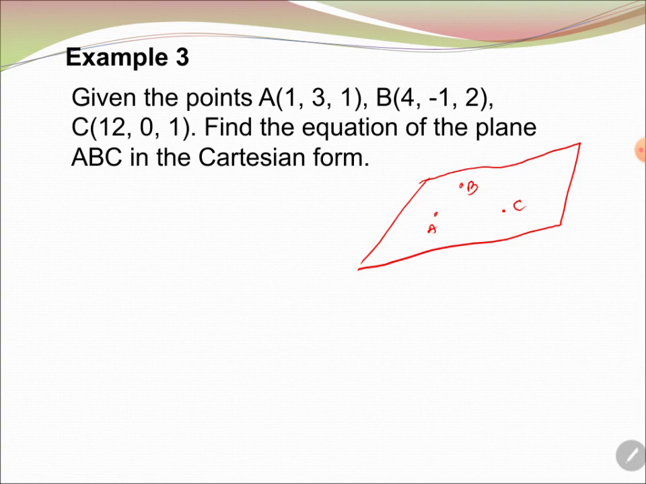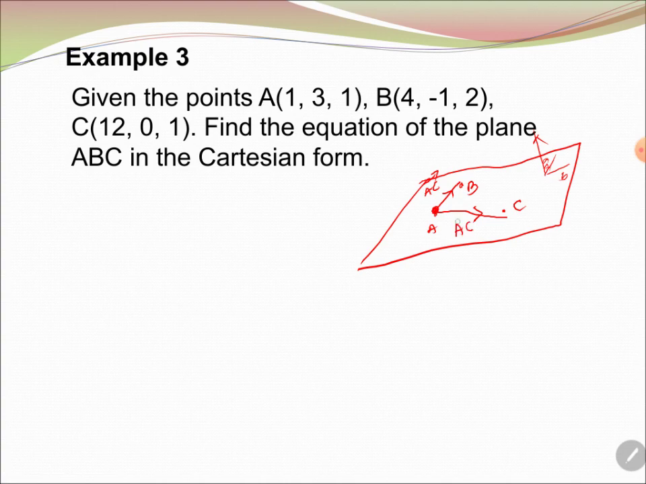But how about the n? What is n? n is the perpendicular vector to the plane. So how do we get the perpendicular vector? We can find it by crossing two vectors on the plane. Right? So if we have two vectors on the plane, we cross them. So what will we have? We have the vector that is perpendicular to the plane. So how do we get these two vectors? We can find the vectors, either AB cross AC. They must start from the same point to get the vectors.